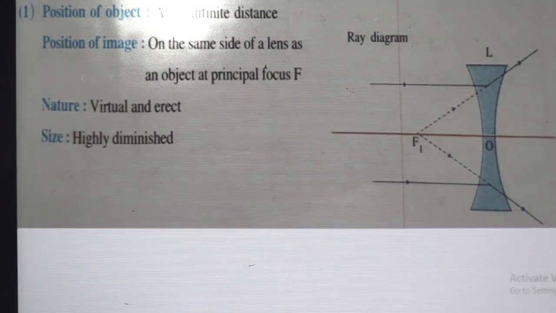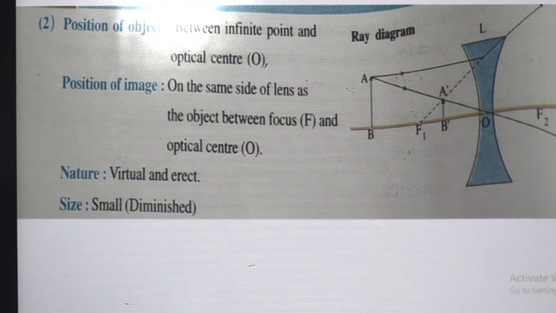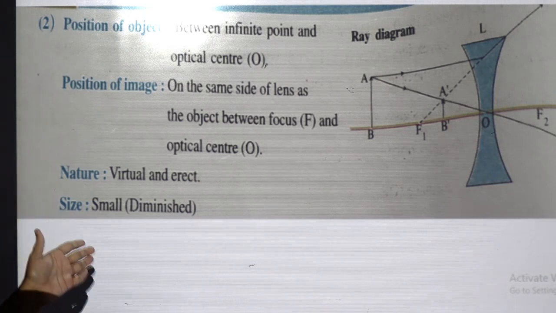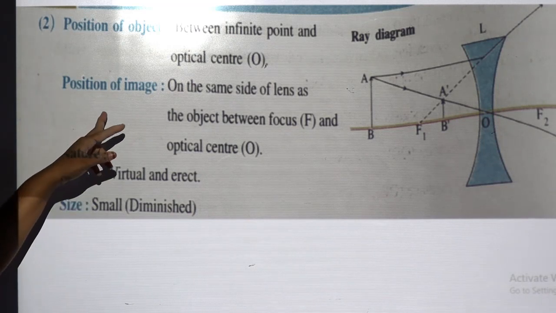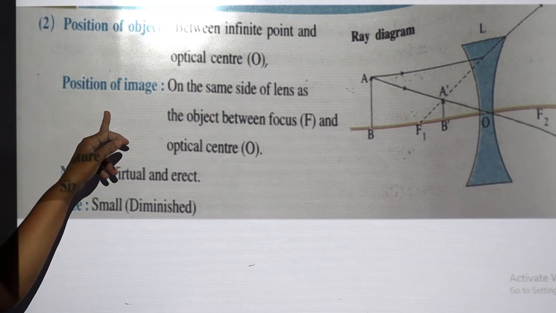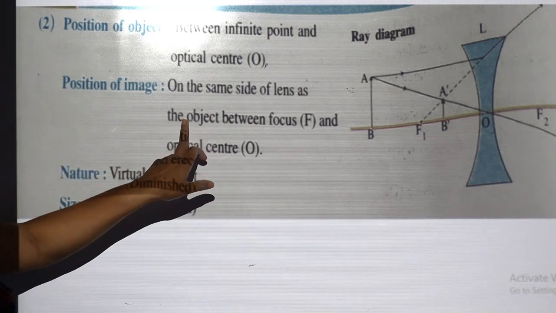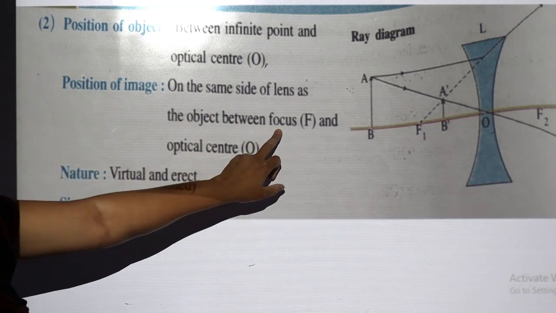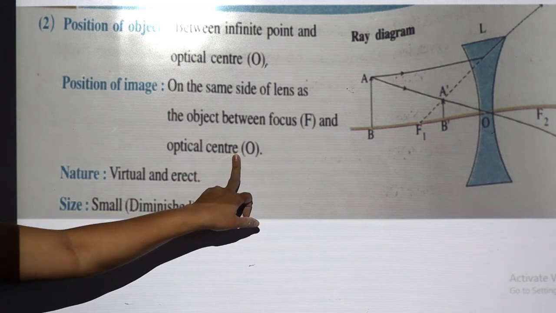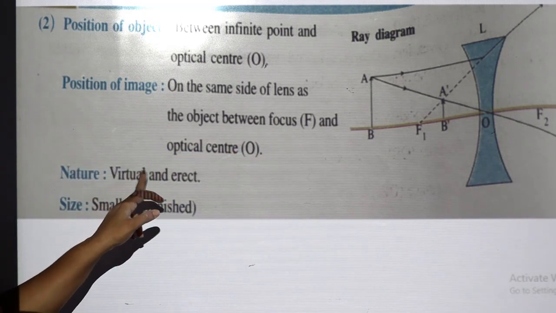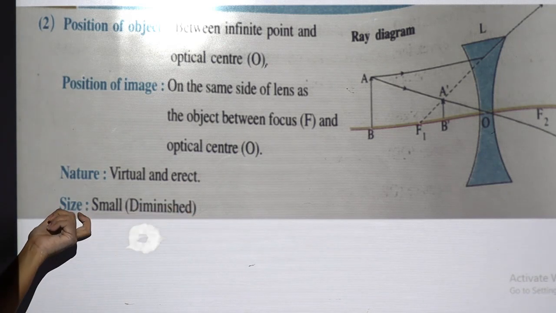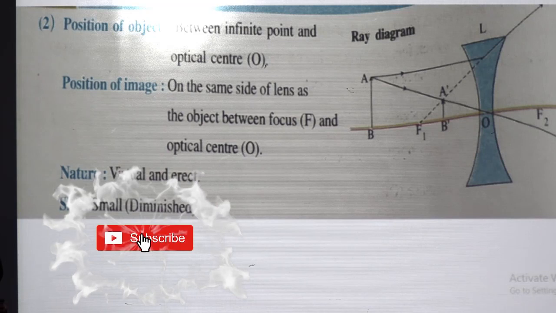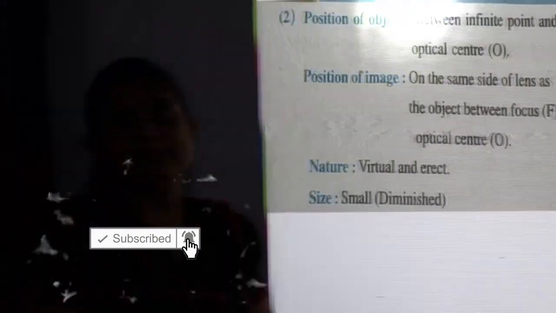And next case, position of object between infinity and optical center. Infinity to optical center, you put the object anywhere. What happens? Where is the image? The image is on the same side, between focus and optical center. Nature, virtual and erect. In a concave lens, both are virtual and erect images. Size small and diminished. Here we completed this topic.